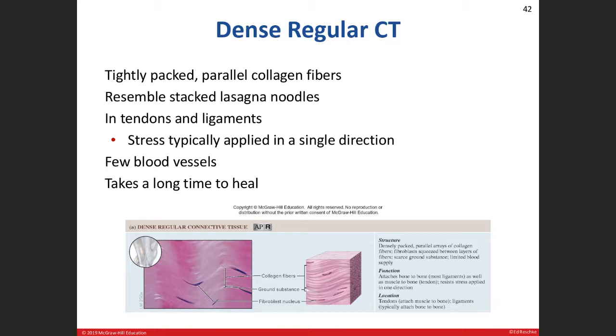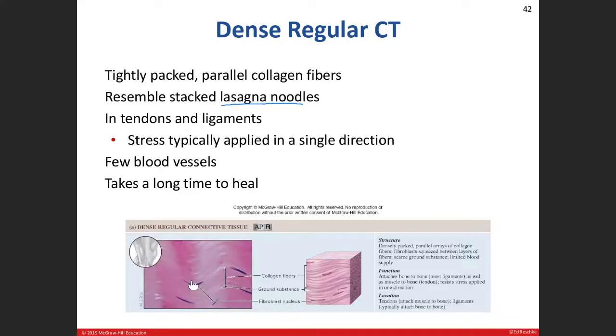All right, let's hit the first one, dense regular. This is the one we talk about in lab. It's got the lasagna noodles going on. What we've done is taken all these collagen fibers and laid them down parallel. If we go down to our picture here, you can see all this pink stuff, those are the collagen fibers laid down nice and uniformly, right on top of each other. Very little white here, which is the ground substance. And then you can see the fibroblast, or at least the nucleus of the fibroblast here. Fibroblasts make collagen.